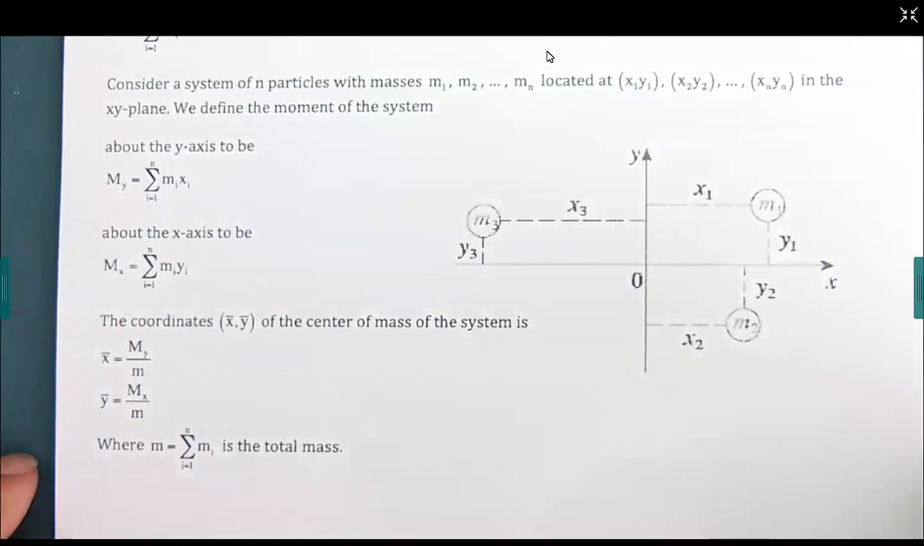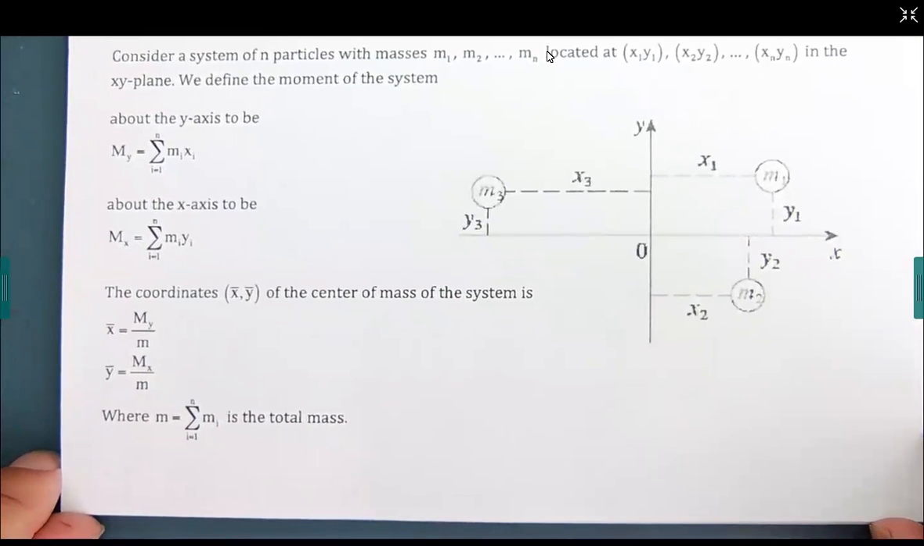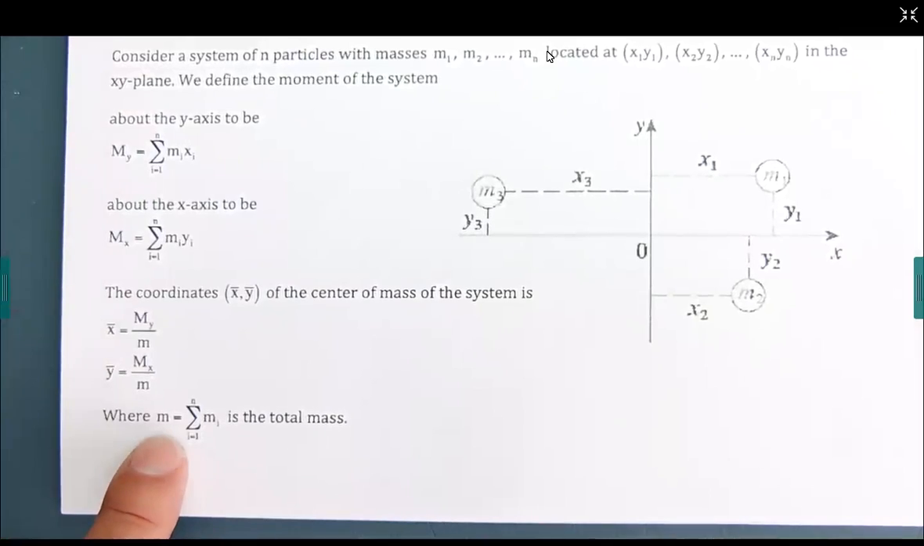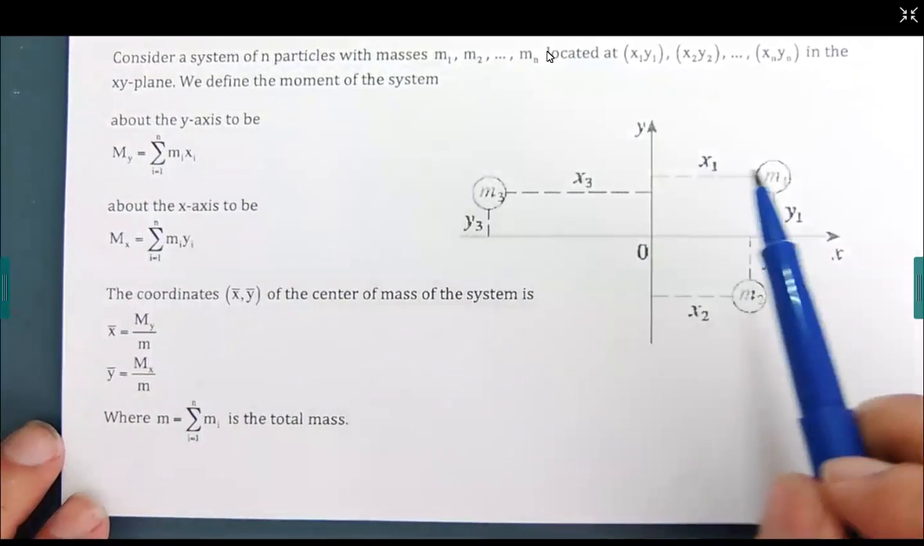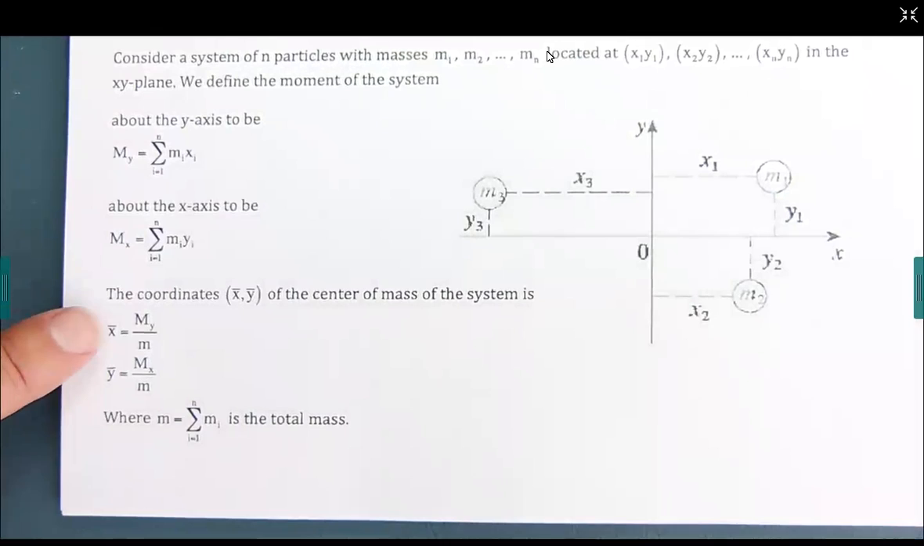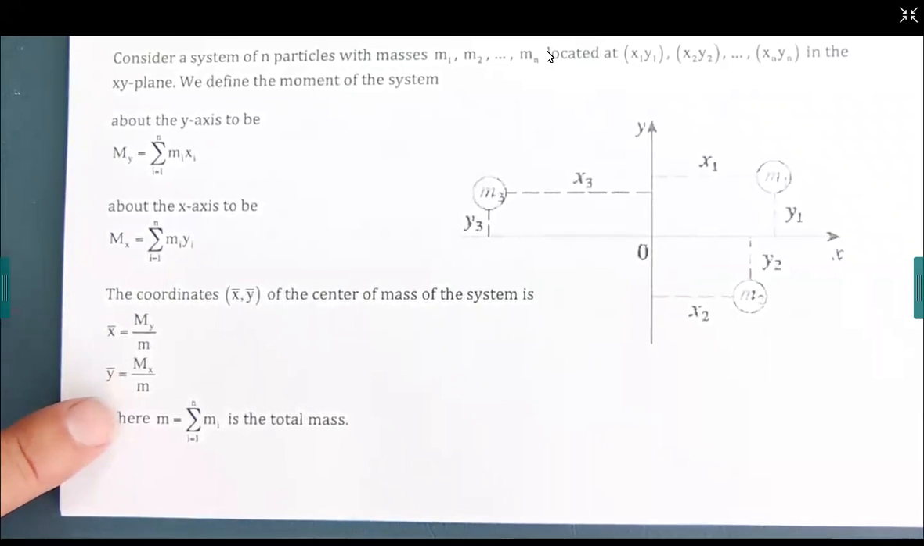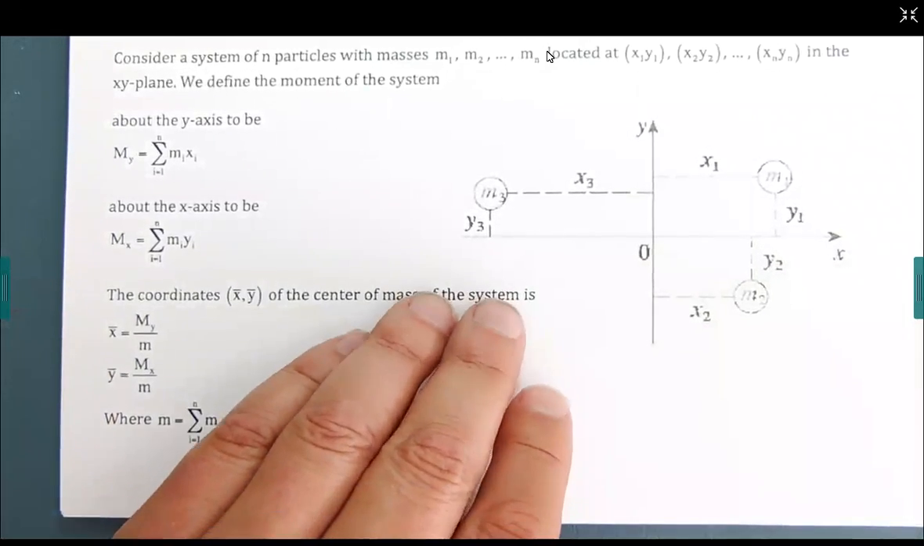And the coordinates x and y for the system are each divided by m, which is the total mass, meaning add m sub 1, m sub 2, m sub 3 up. And then we get the moments and divide. So x bar, the x coordinate, is going to be the moment about the y-axis divided by the overall mass, and y bar, the y coordinate of the center of mass, is going to be the moment with respect to the x-axis divided by the mass. So there's the theory behind all of it.